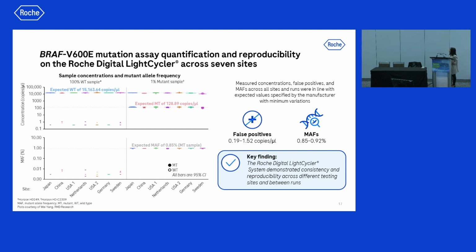So the take home and key finding from this study is that the Roche Digital LightCycler system demonstrates consistency and reproducibility across different testing sites. I want to extrapolate from that: these are different users, different systems placed across the globe, but they all generate the same result on the Digital LightCycler system, which is really powerful. Essentially, that means if you take a Digital LightCycler system, you can expect very high quality results in terms of quantification, as well as very reproducible results, which is demonstrated by this study.